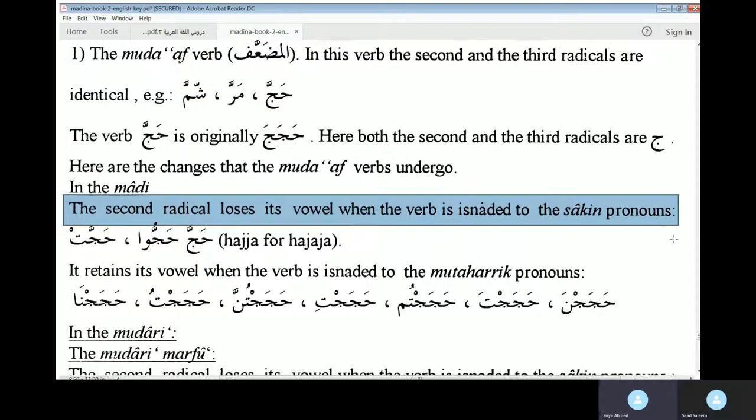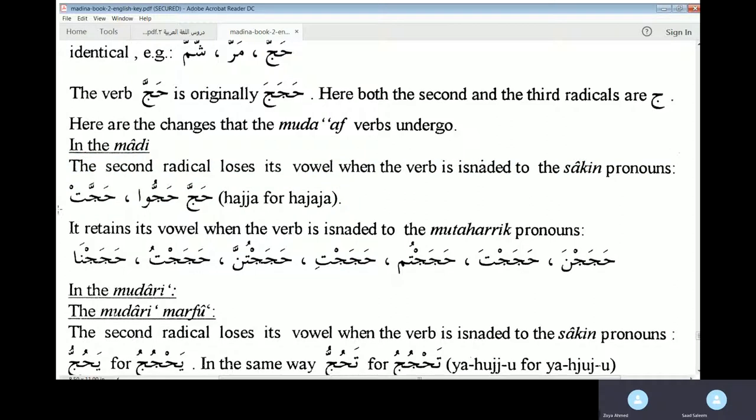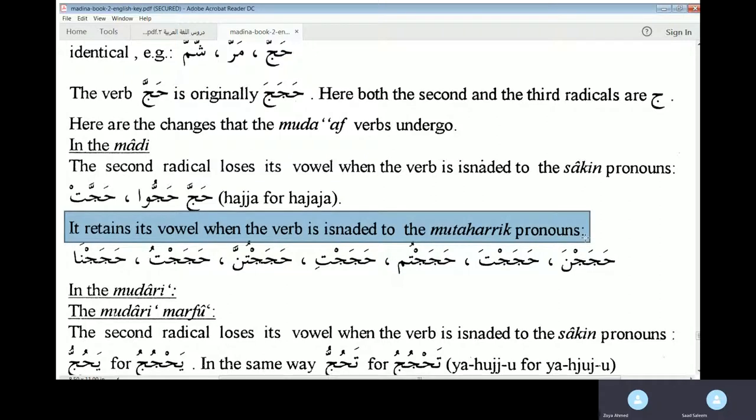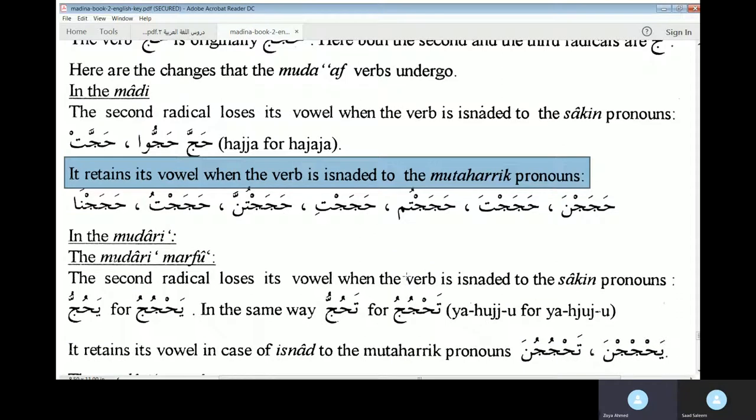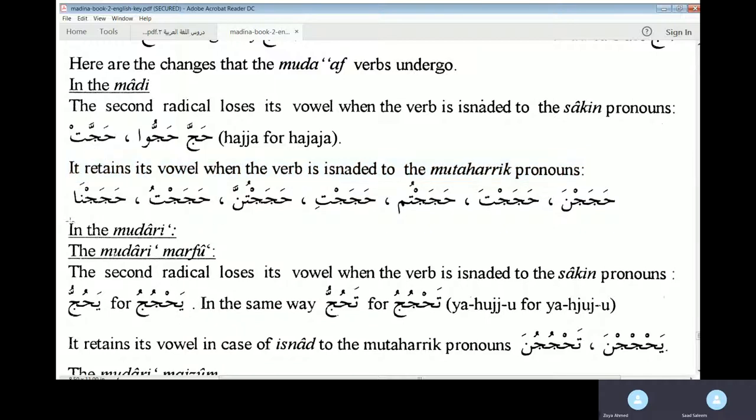Hajjat, hajja, hajju, hajjat. It retains its vowel when the verb is isnadit to the mutaharik pronouns. Hajajna, hajajta, hajajtum, hajajti, hajajtuna, hajajtu, hajajna. In the musari marfu, the second radical loses its vowel when the verb is isnadit to the sakin pronouns.